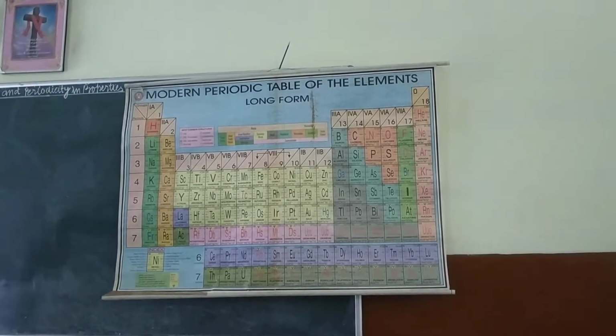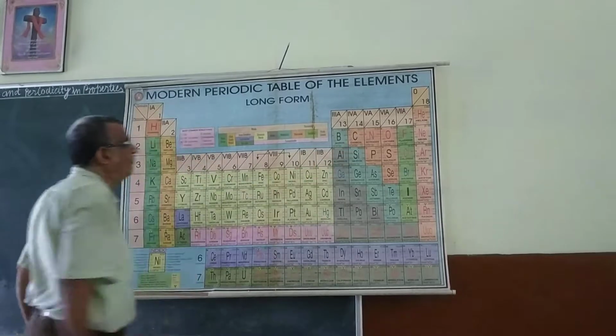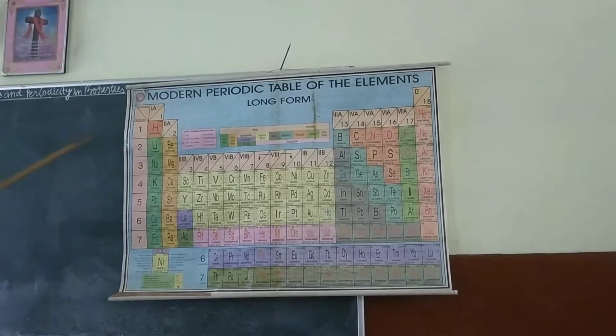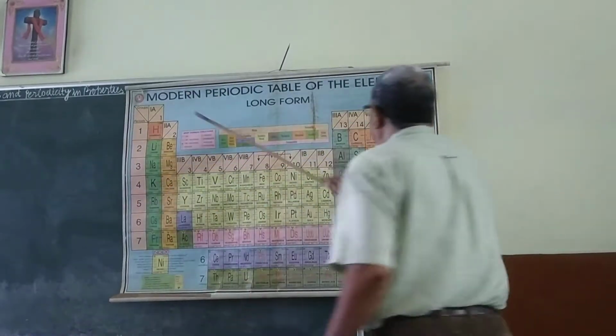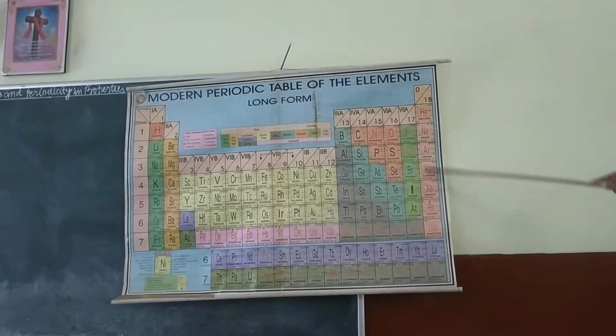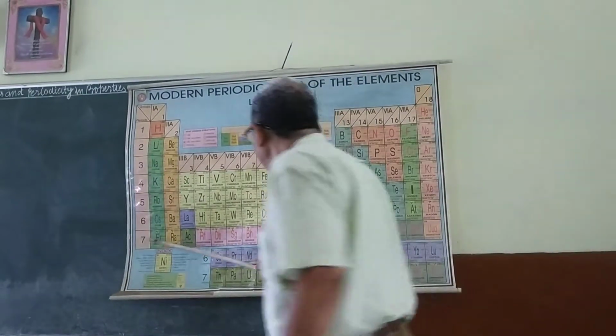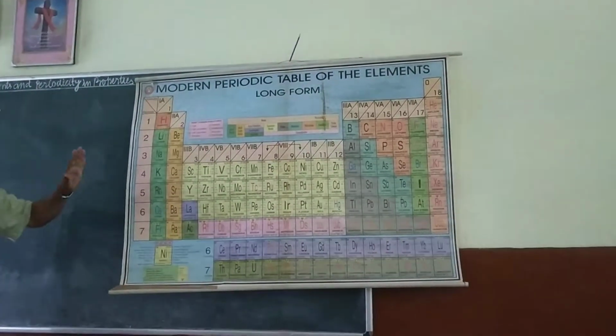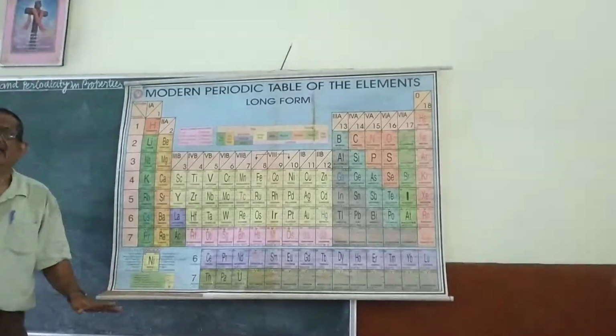This is also referred to as the long form of the periodic table, which is divided into groups and periods. There are 18 vertical columns called groups and 7 horizontal rows called periods. You have studied this in class 10.